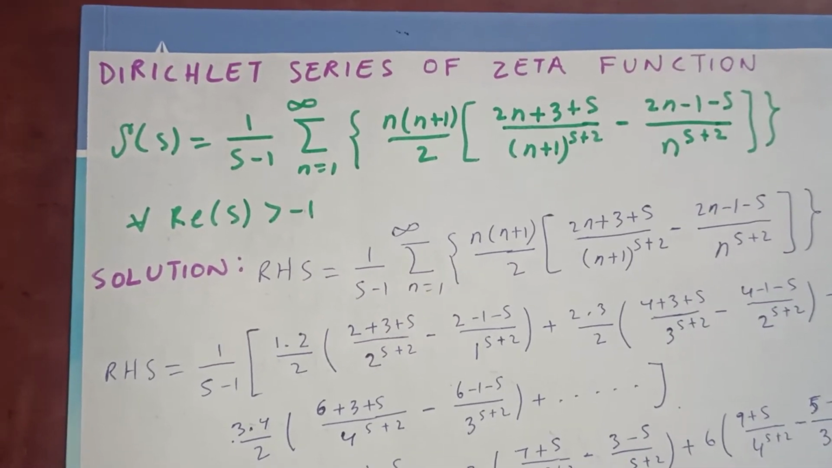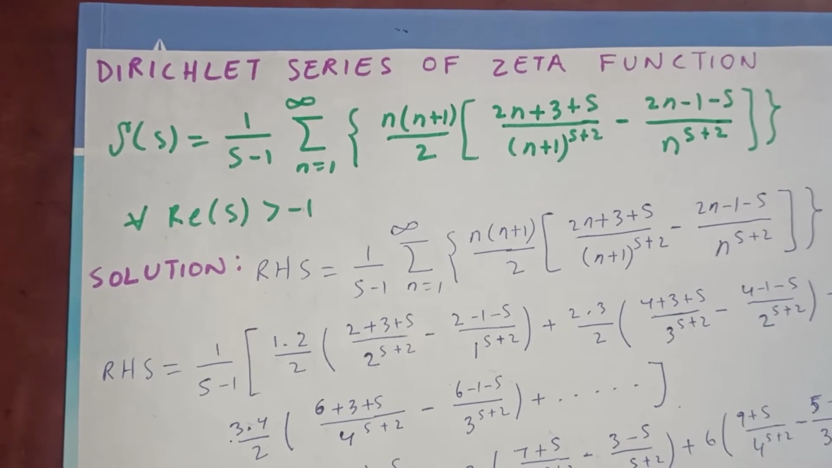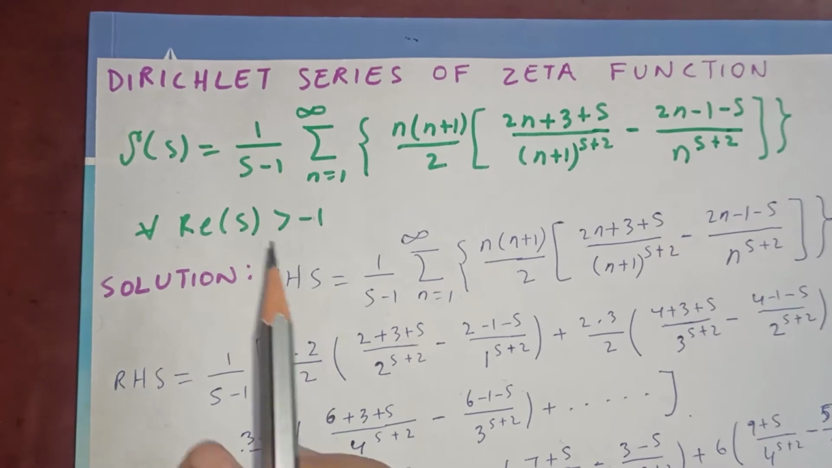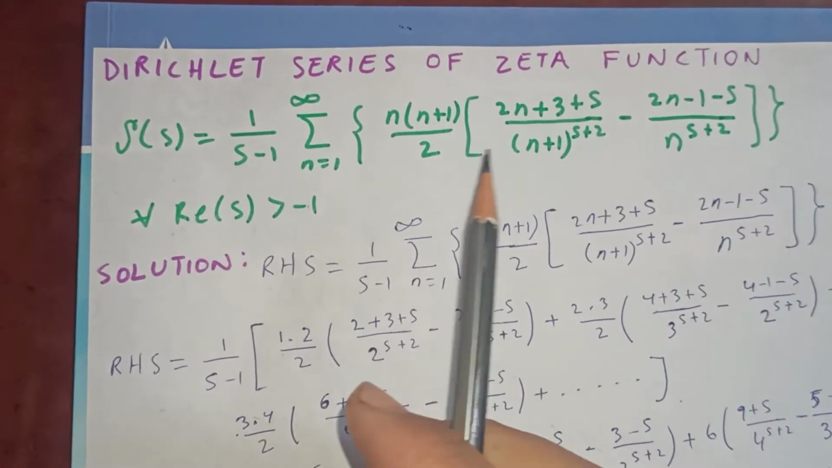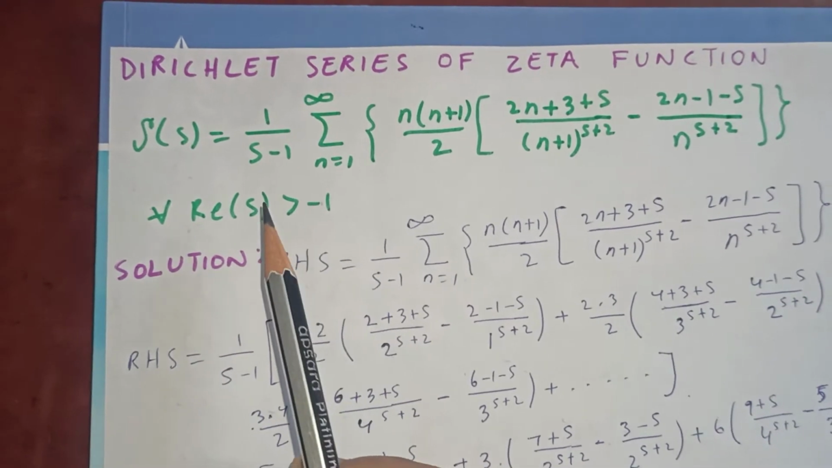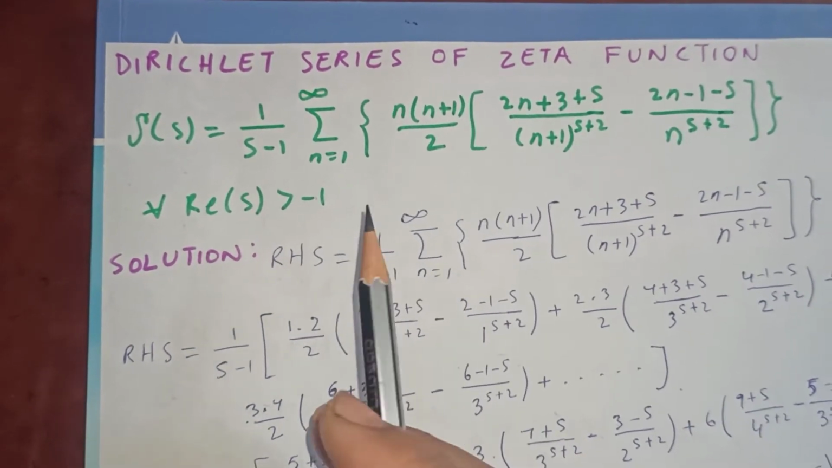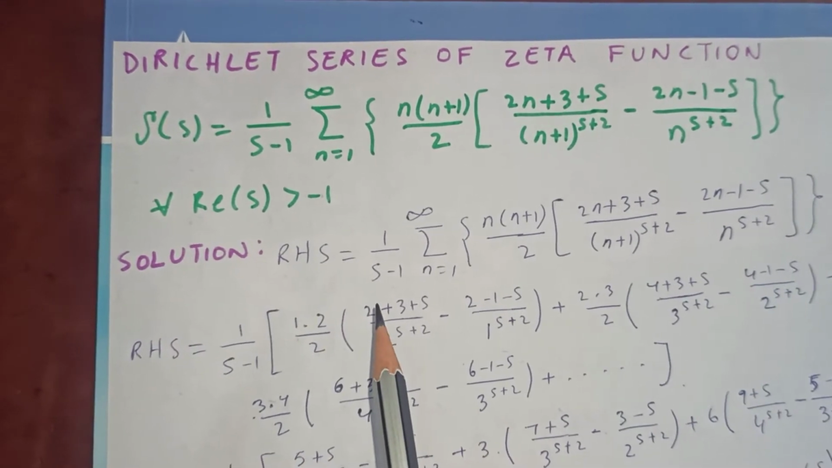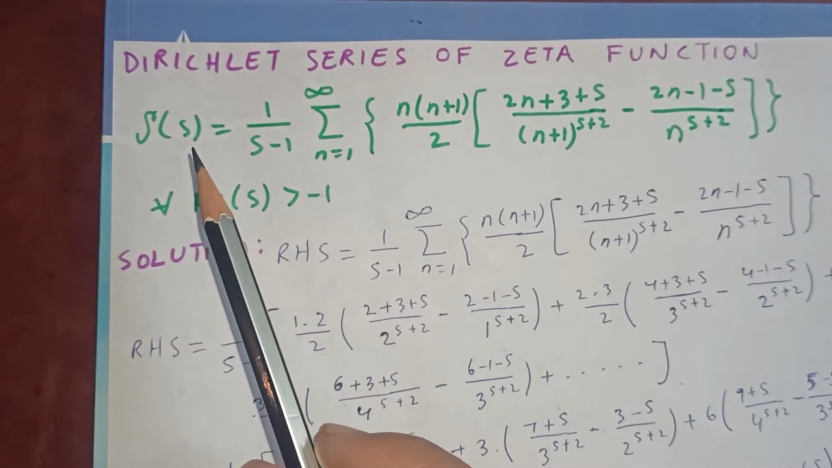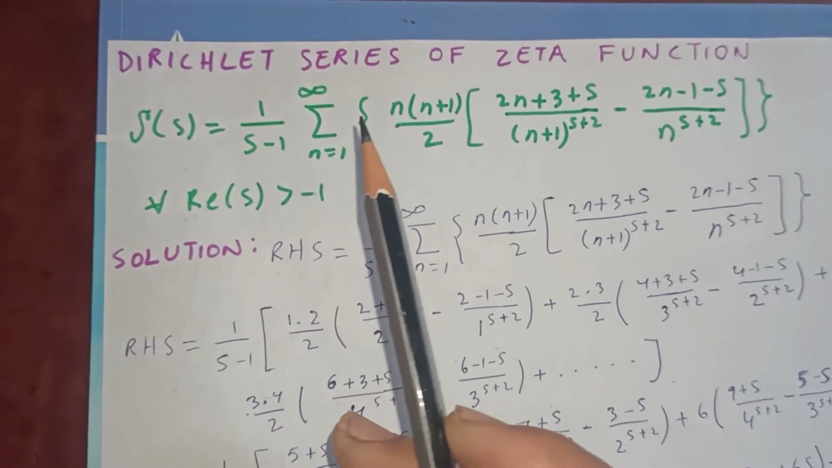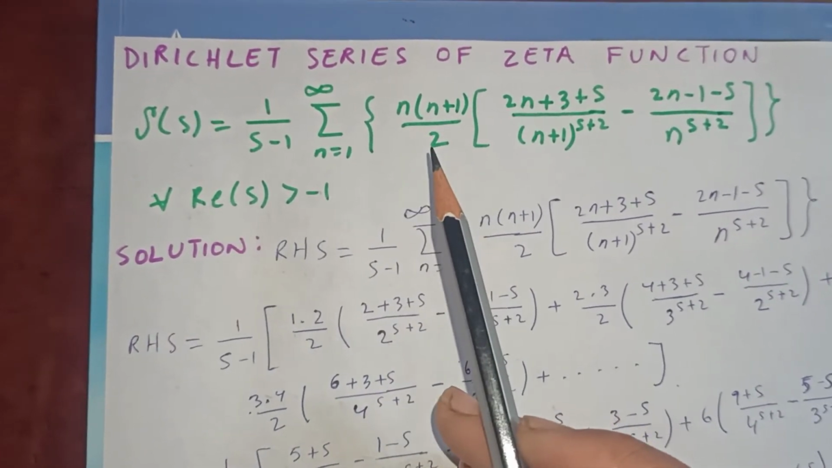Let's evaluate the Dirichlet series of the zeta function. In the previous video, I evaluated a Dirichlet series of the zeta function, and this is another one. From the last one, it is for the real part of s greater than 0, I think. For this, zeta of s is equal to 1 upon s minus 1, sum from n equal to 1 to infinity, of n plus 1 by 2.